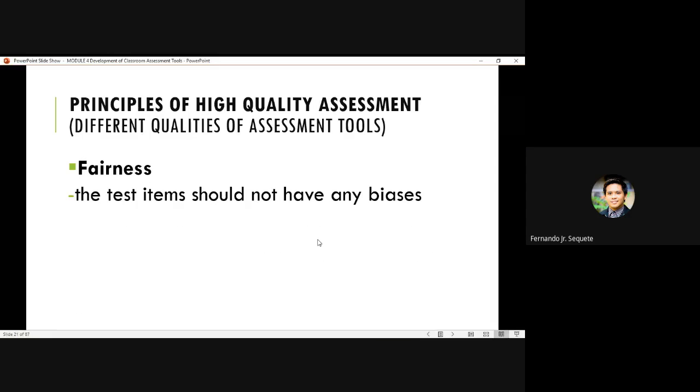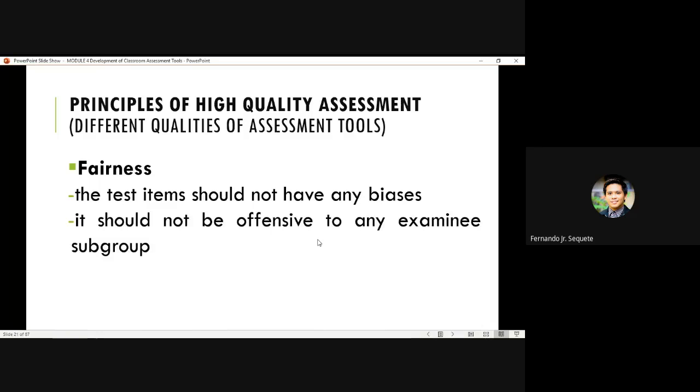Next is fairness. So when we say fairness, remember test items should not have any biases. So when we say biases, your exam, your assessment should not only focus on a particular group, meaning to say should not focus on intelligent people, should not focus on slow learners. It should be free from biases, meaning to say yung exam na gagawin mo is for people who are very intelligent sa klase mo, and of course for slow learners. Okay, so it should not be offensive to any examinee subgroup, of course, to any gender.